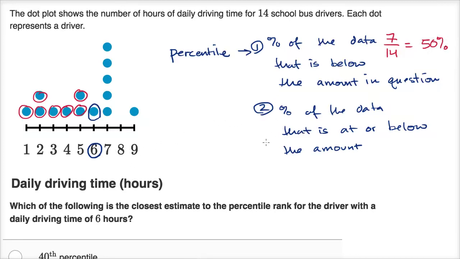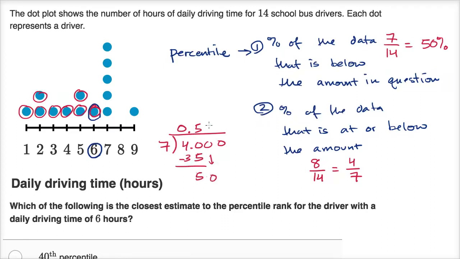If we want to say what percentage is at that number or below, then we would also count this one. So we would say 8 out of 14, which is the same thing as 4 out of 7. And if we want to write that as a decimal, we just need to estimate. 7 goes into 40 5 times, 35. We subtract, we get a 5, bring down a 0, goes 5 times. So it's just going to be 0.5 repeating. So 55.5555%.